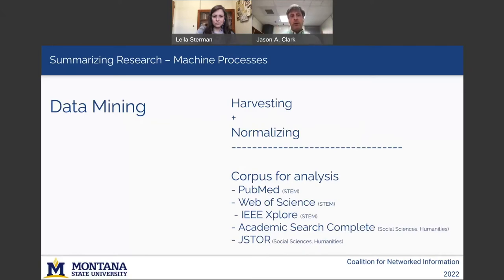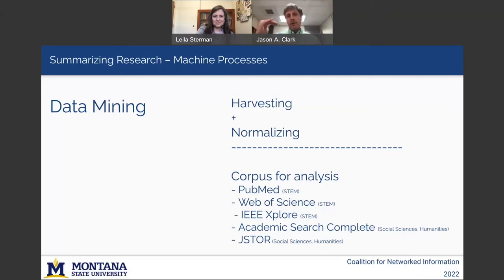Again, we started with the data mining itself. I just want to give the group a sense of where we started. We wanted a STEM corpus, and we also wanted some social science and humanities corpus. So we pulled a number of different sources together, primarily PDFs that we would mine and start this summarization process with. Depending on the source, some OCR was better than others.